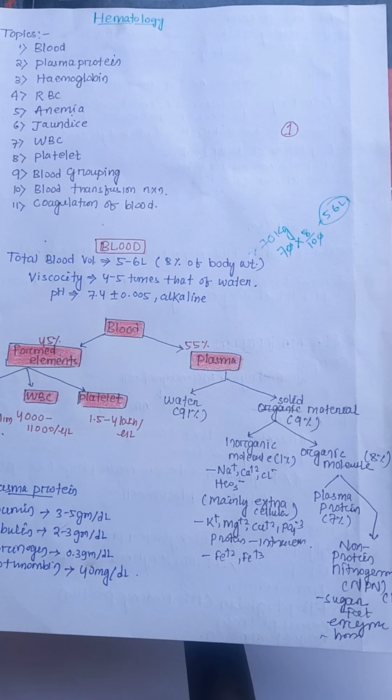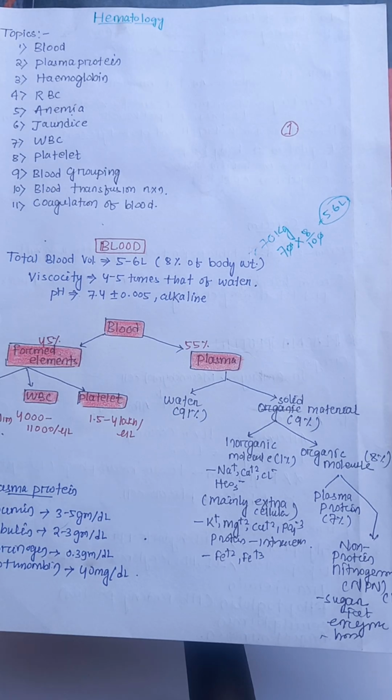So let's begin hematology. First of all, I will convey what I'm going to discuss. The topics are blood, plasma proteins, hemoglobin, RBC, anemia, jaundice, WBC, platelets, blood grouping, blood transfusion reaction, and coagulation of the blood. So let's begin.